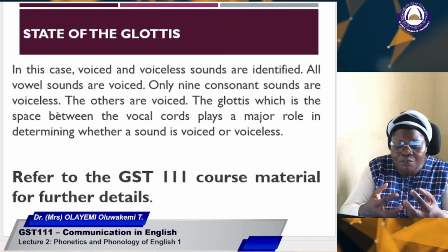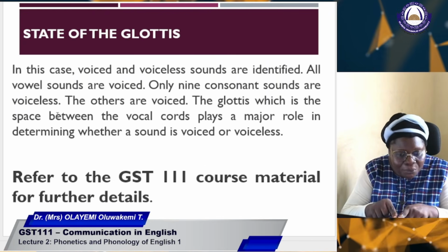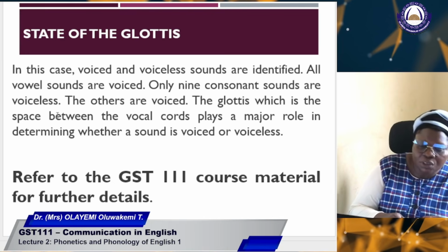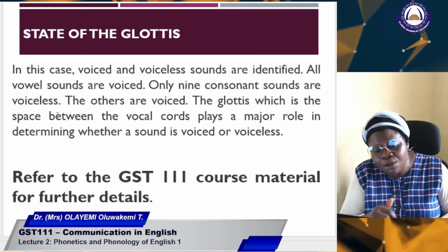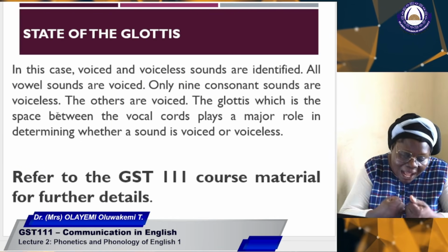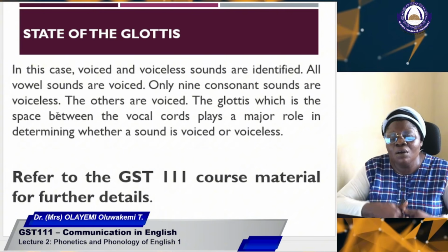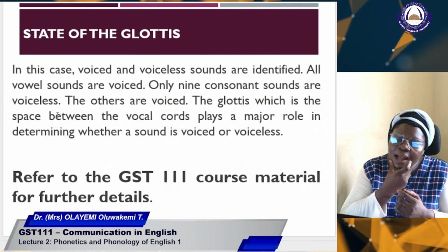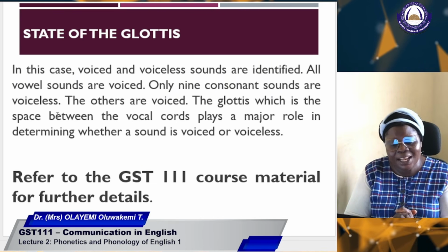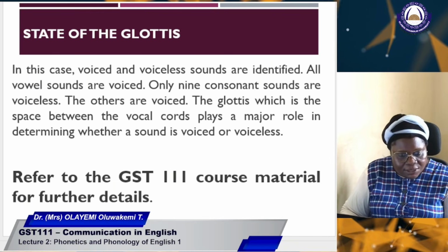Unlike in the other one, when the vocal cords expand, the space between them is very narrow. It's like a fat person trying to pass through a very narrow door, hitting the vocal cord on the right and the vocal cord on the left. But in the case of voiceless sounds, the vocal cords contract, that is, they shrink. The space between them is very wide. The air coming from the lungs can pass freely, and the sounds are produced without any vibration of the vocal cords. Again, I say you should refer to your GST 111 course material for further details.